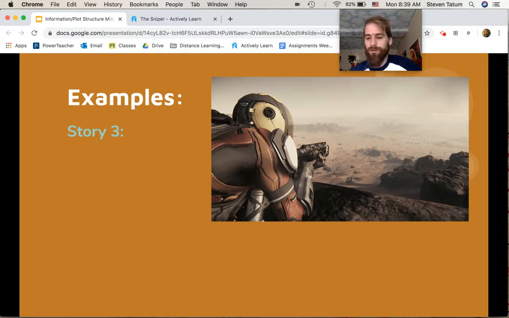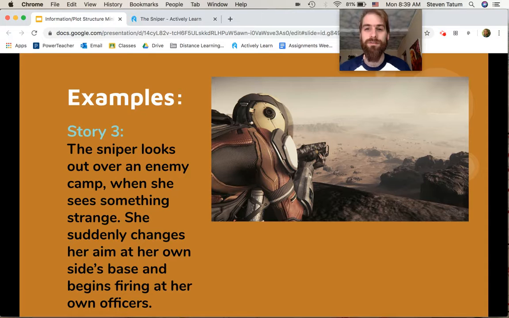As a third example, this is kind of a mystery example. Imagine that the sniper is looking down through their scope at the enemy camp and she sees something that puzzles her. She sees something strange. Suddenly she changes her aim and she aims at her own side's base or own soldiers or something, and she begins firing down her own officers.